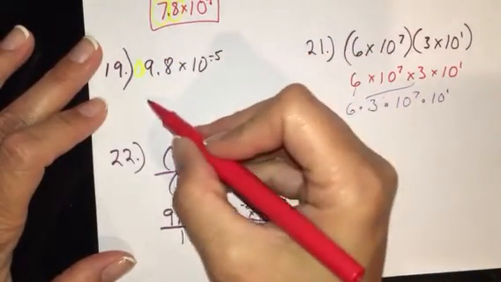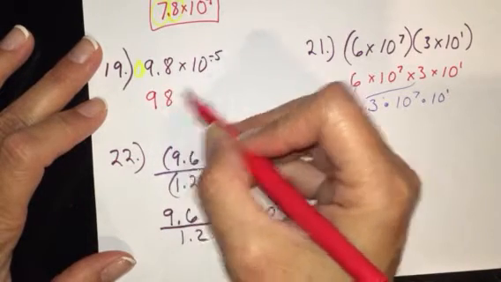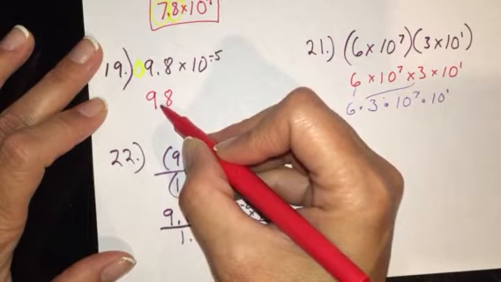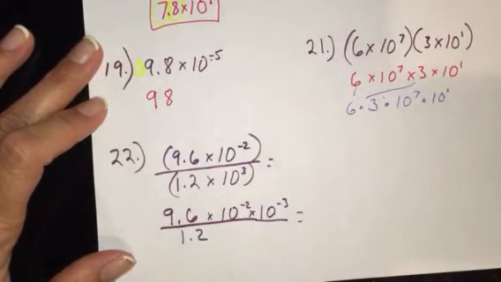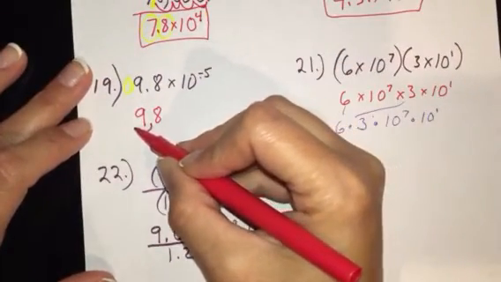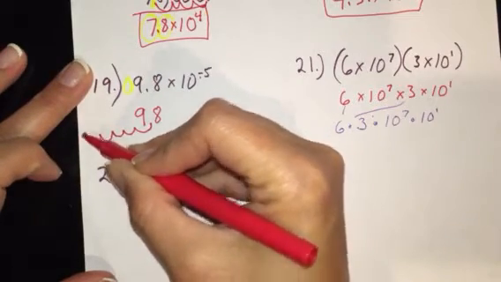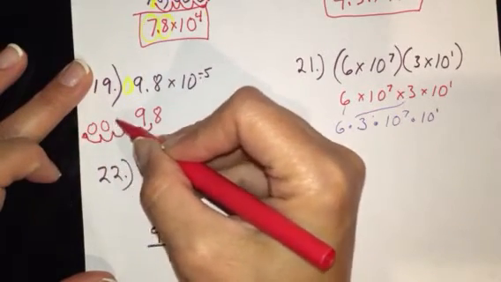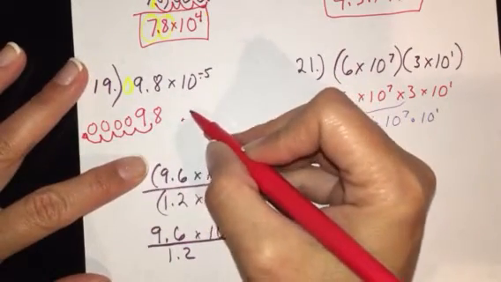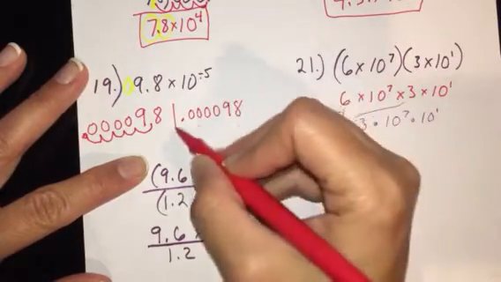Okay, so this one is pretty easy to do. I'm just going to expand the number based on my instructions here. So I'm going in the negative 5 direction, so I'm going to go that way. So it's 1, 2, 3, 4, 5 is where my decimal is going to be. There we go. So it's 0.0000, that's 4 zeros, 98.